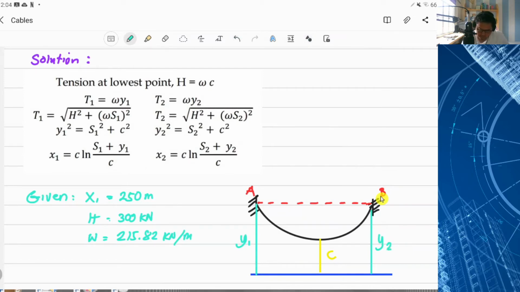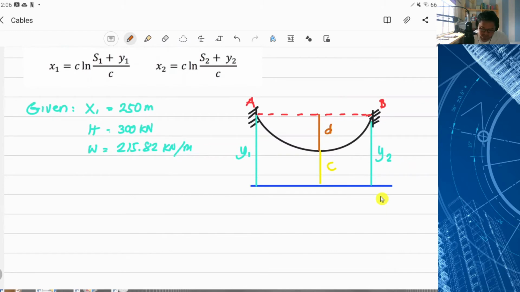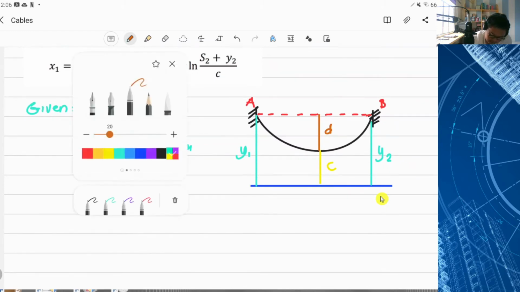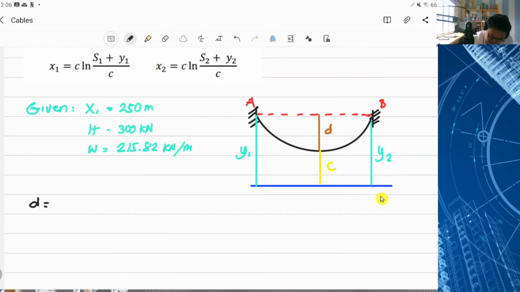So this is the drawing. The first question is, what is the sag? The sag is this one. That is T1, or let's just call it D. Let's call that T. Looking at the figure, we can solve D. D is equal to Y1 minus C. This is our equation 1.